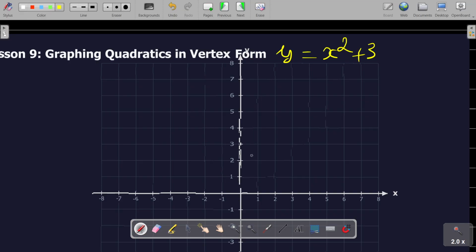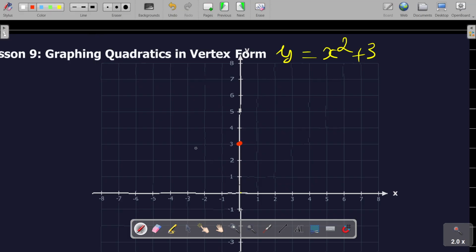Now the vertex will move from 0 here to 0, 3. This is going to be our vertex. It looks a little bit off today, so very sorry for that, but it should work just as normally, of course. So our vertex that was here originally, it will move up to here. This is going to be our vertex.